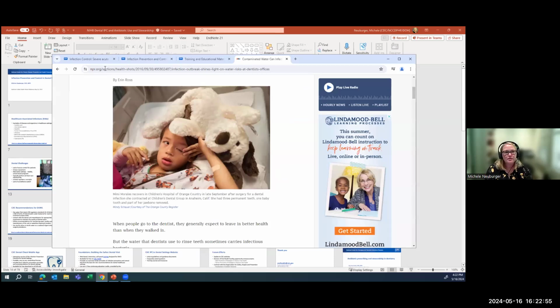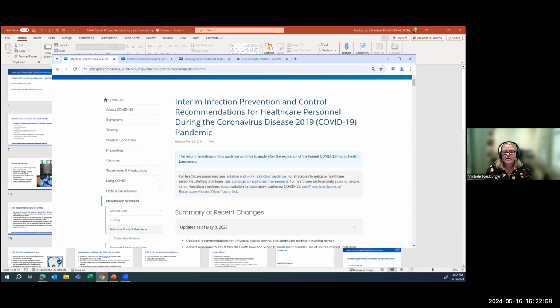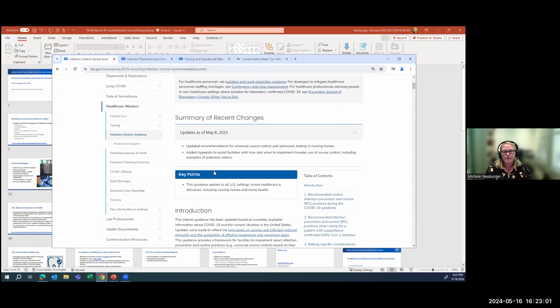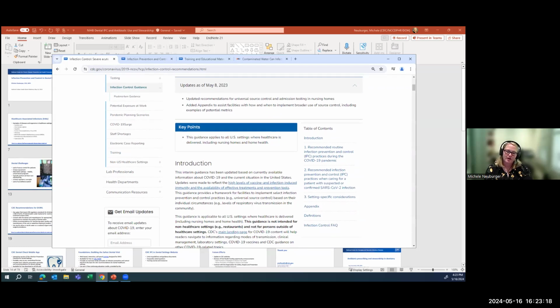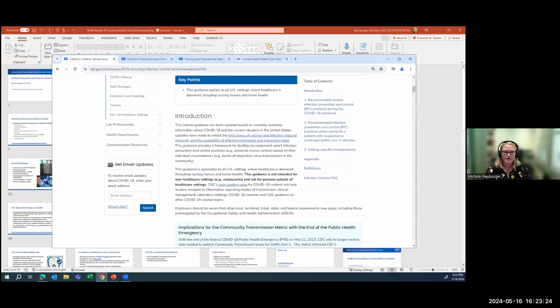I can share my screen with you really quick because I can go to it. And this is the document here. The last time it was updated was May 8th, 2023. And anytime it will be updated again may be representative of what's going on with updates to our other infection control recommendations that are happening through our advisory committees. But what you can see on this side is you have routine practices here. We have recommended practices for when you're caring for a suspected or confirmed SARS-CoV-2 patient.